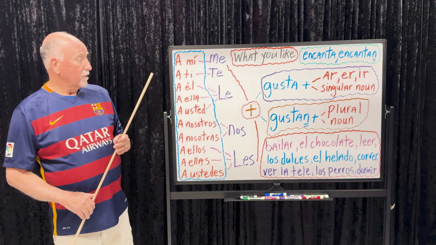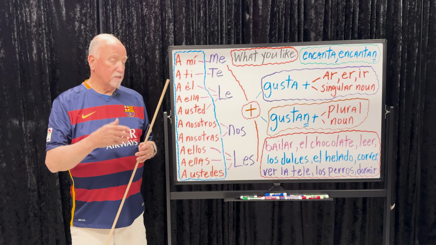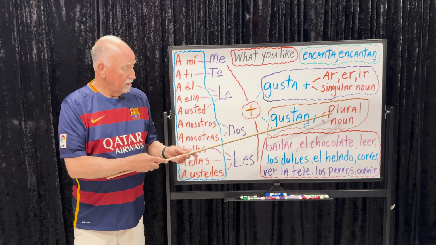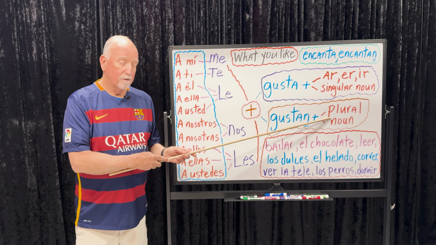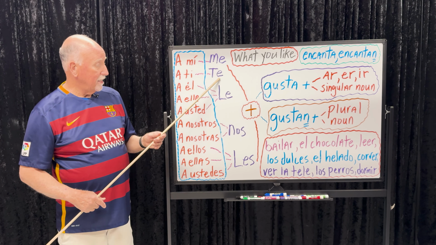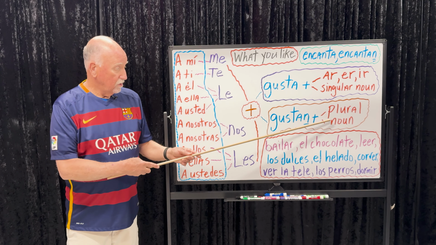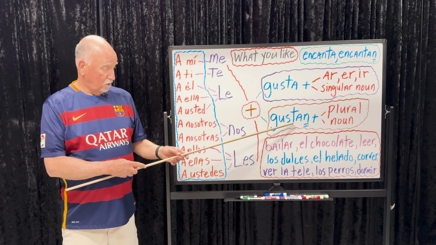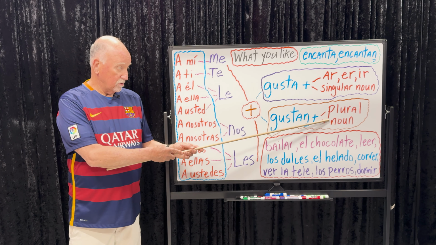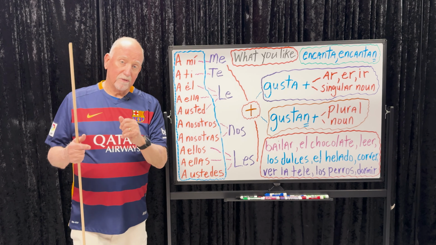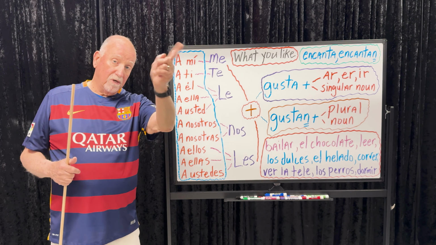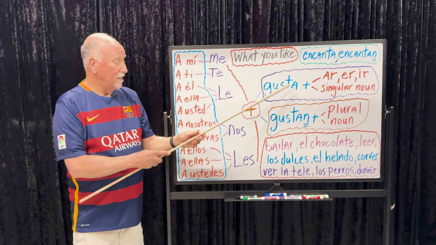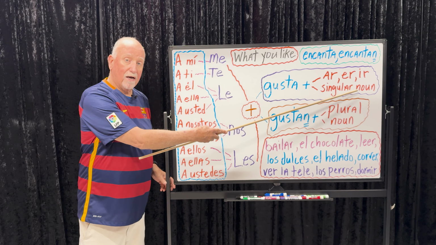So, I like books. Los libros are books. I would say me gustan los libros. You like books? Te gustan los libros. We like books. Nos gustan los libros. But if I want to say I like the book, one book, it would be me gusta el libro, because we're talking about one item.